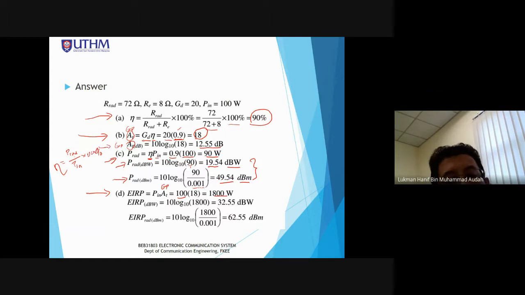Okay, 1800 watt. Then EIRP in dBW. So 10 log of EIRP divided with the reference value of 1. So we get 32.55 dBW. And in dBm, 10 log of EIRP in watt divided with the reference value of 1 milli. So we get 62.55 dBm. Okay, this is also a straightforward question. We get the answer directly.